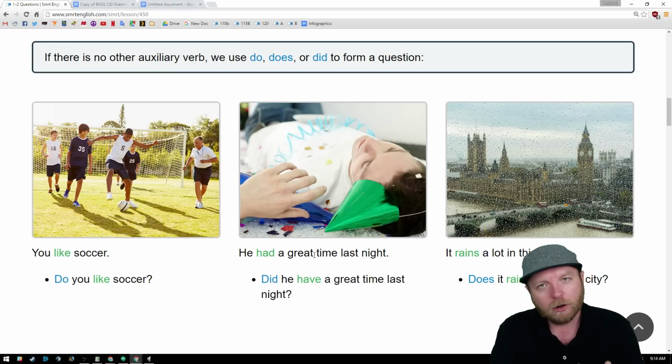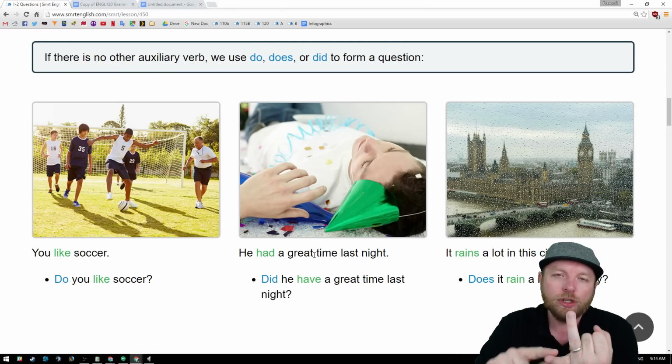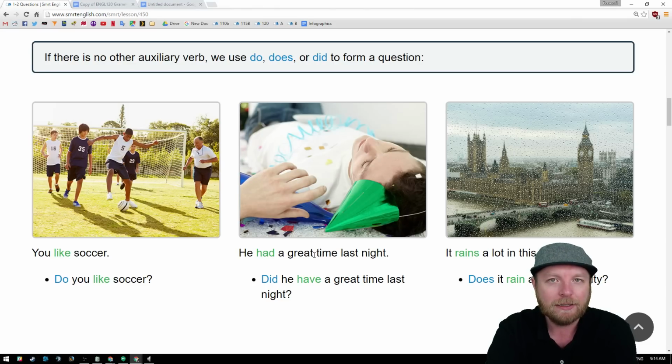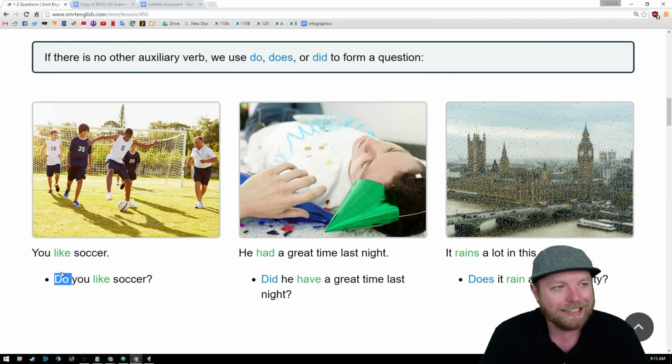One verb. So for the question, we need do or does or did. Now, do or does are present. This is past, right? Had. So did. Okay? Did he have a great time? Did he have? And remember, if you use do or does or did as a helping verb, the main verb must be infinitive. Okay? Had, has, no, have.